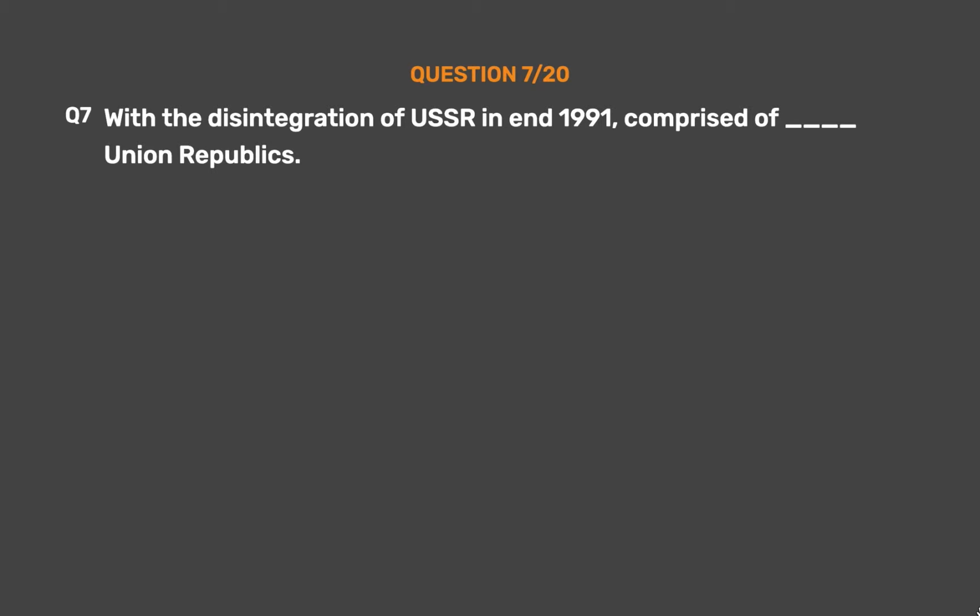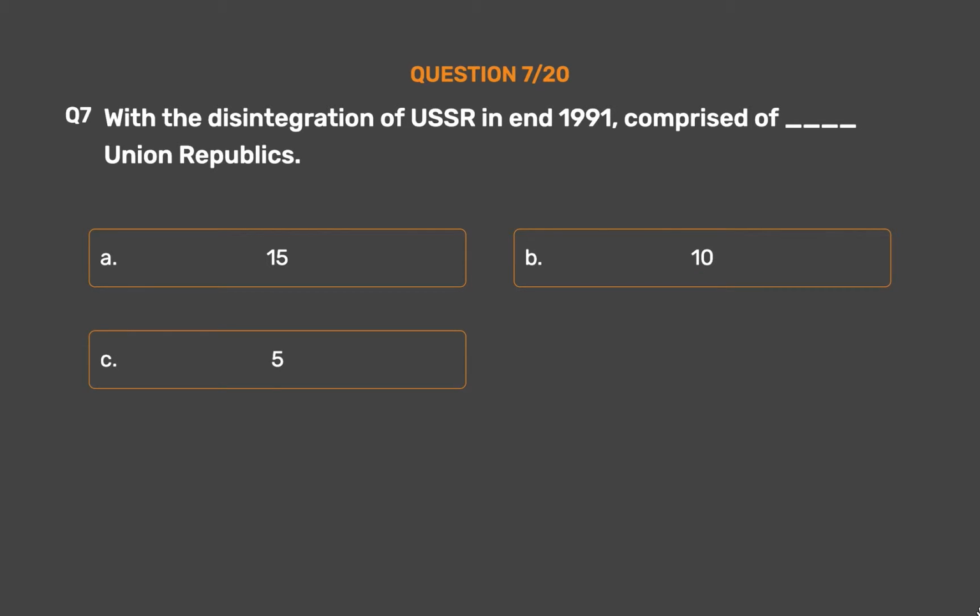Question number 7. With the disintegration of the USSR in end 1991, comprised of Union republics. Option A, 15. Option B, 10. Option C, 5. Option D, 25. The correct answer is option A, 15.